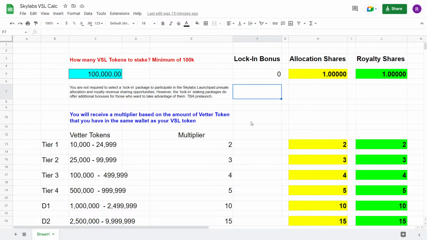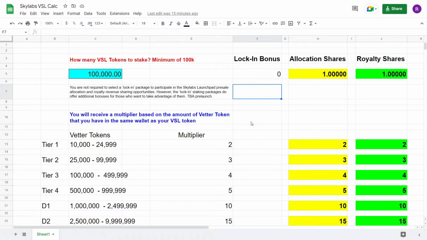So what we're going to talk about just briefly today is the idea of getting allocation shares and royalty shares when you stake VSL tokens. Now you already know that when you stake VSL tokens, you get allocation shares and royalty shares. You may not know that when you actually hold VSL token, you actually get a multiplier.